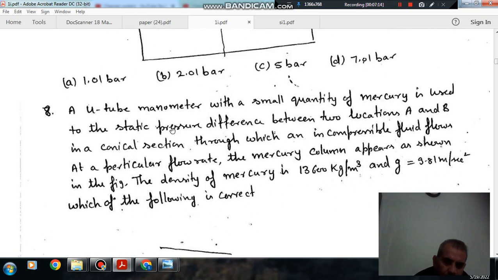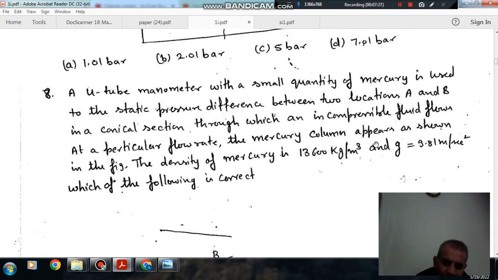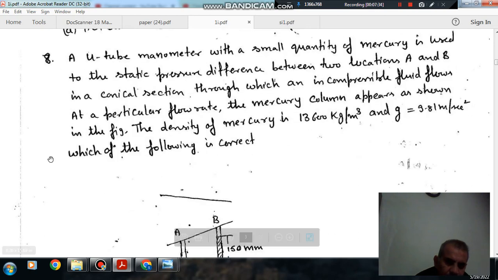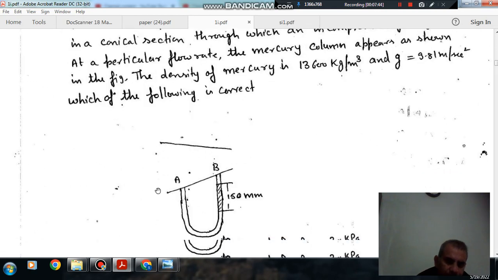Next, a U-tube manometer with a small quantity of mercury is used to measure the static pressure difference between two locations A and B in a conical section through which an incompressible fluid flows. At a particular flow rate, the mercury column appears as shown in the figure. The density of mercury is 13600 kilogram per meter cube and g is 9.81 meter per second square. Which of the following is correct?